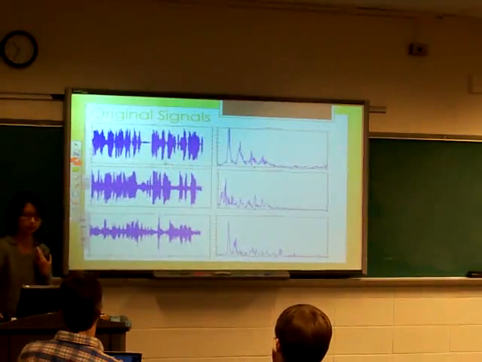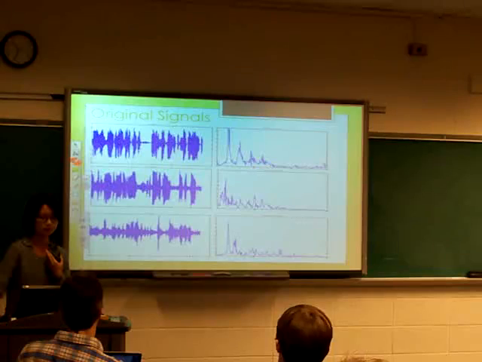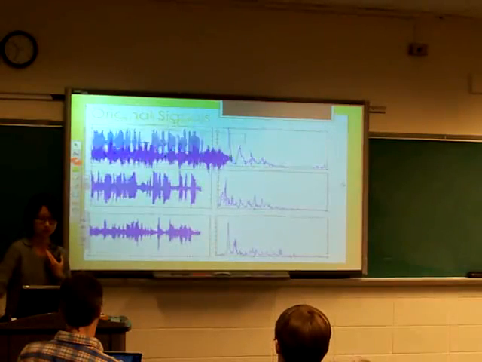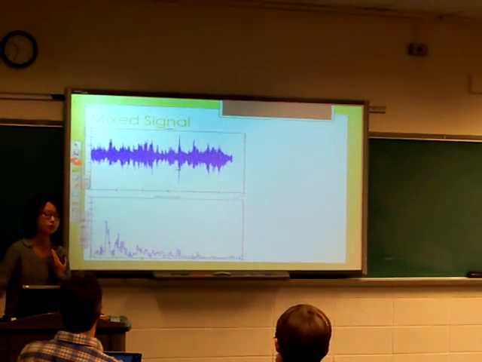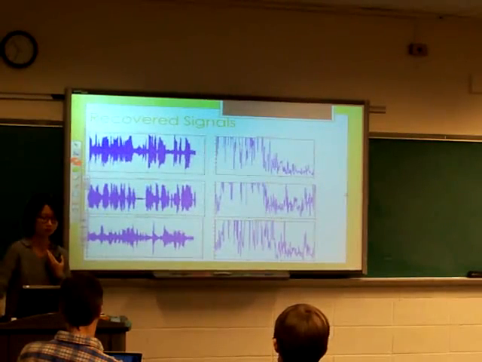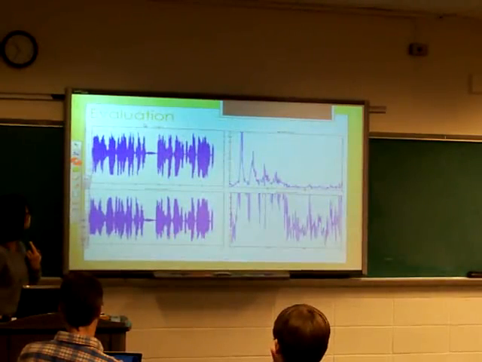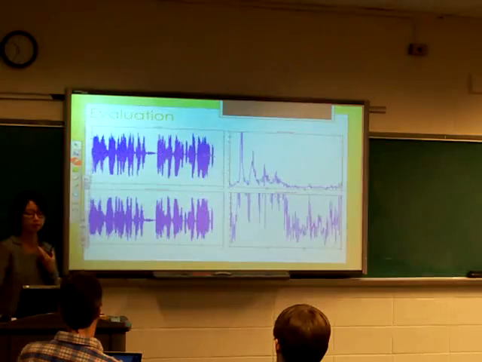This is the original signals and the frequency spectrum of this. And this is a mixed signal using the random matrix. And this is the recovered signals. Let's do the evaluation here.